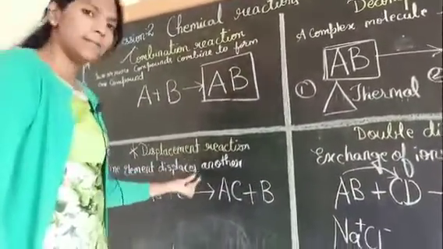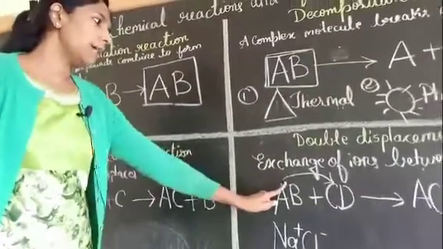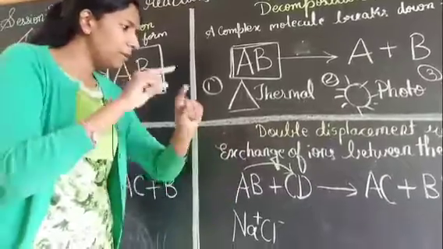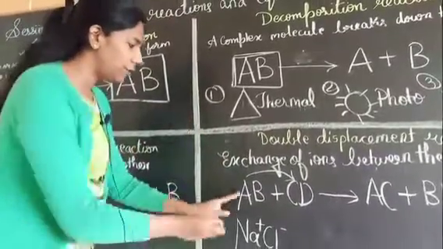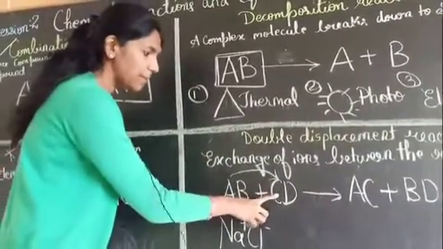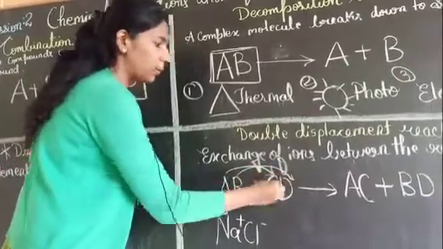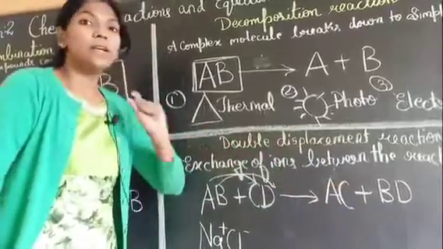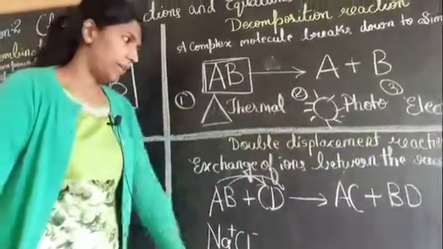Only one element is displaced there, but here what is happening? There is double displacement, meaning two elements. Double places are changed. For example, A is going to combine with C and B is going to combine with D. So this kind of reaction is known as double displacement reaction.